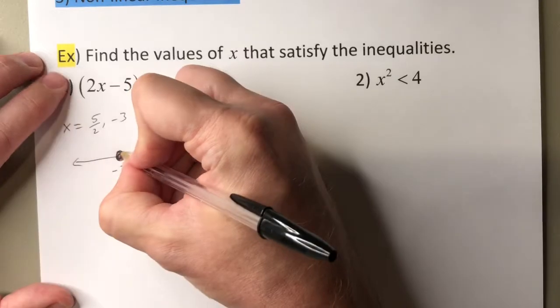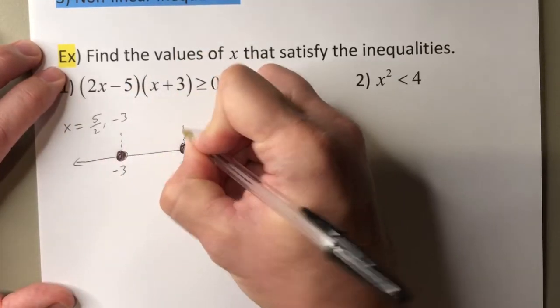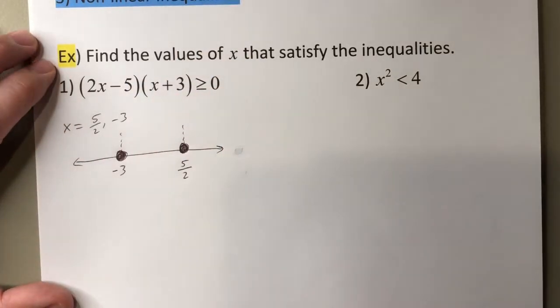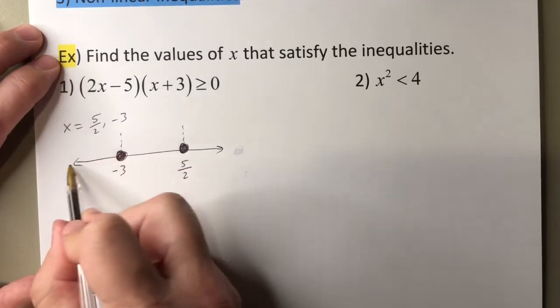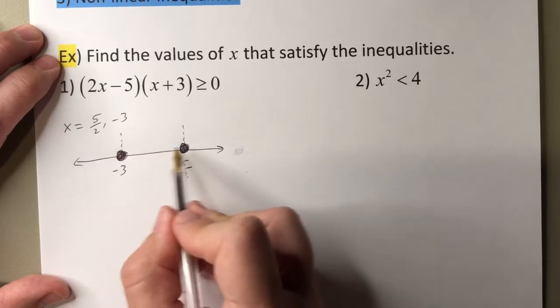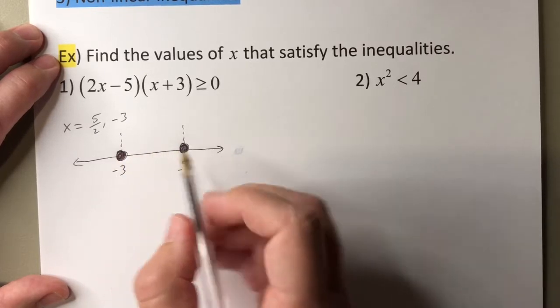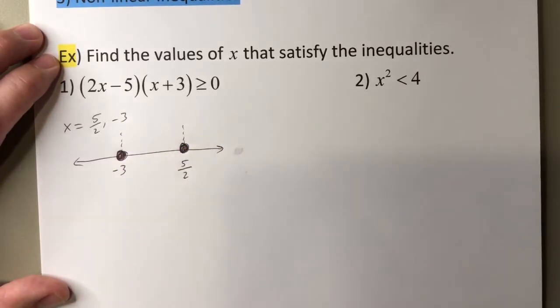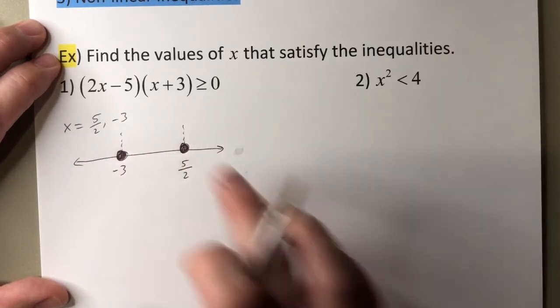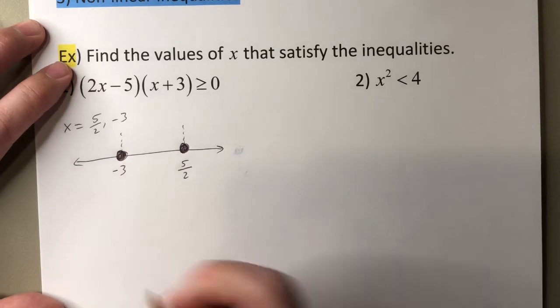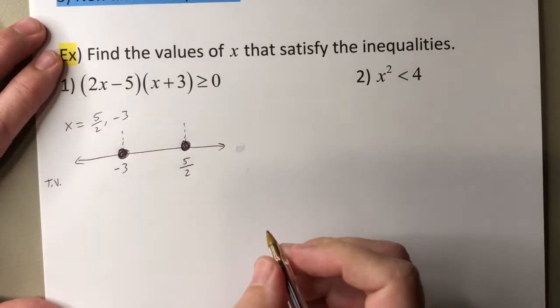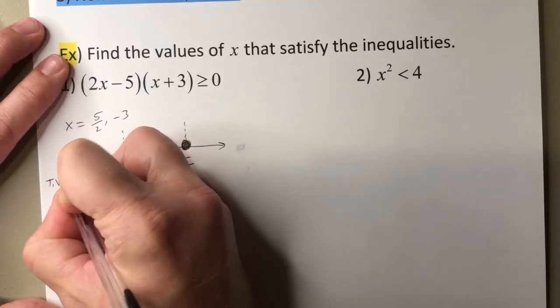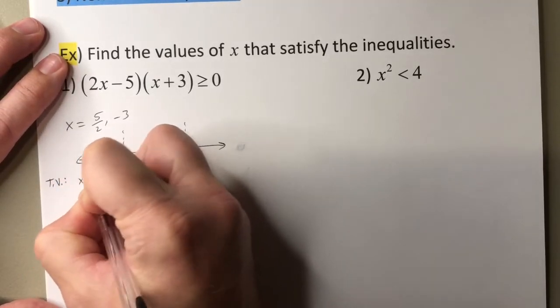Now, at this time, I'm going to divide this up into 3 distinct intervals, okay? So I have a first interval from negative infinity to negative 3, second from negative 3 to 5 halves, and the last interval from 5 halves to infinity. We've got to figure out which interval or intervals actually make this inequality true. So let's come up with test values for x. So what about x equals negative 4?